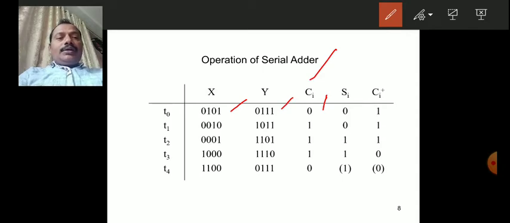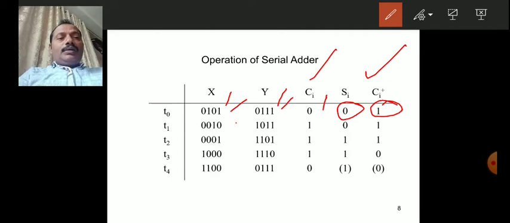So once this is available, that means first the X0 bit and Y0 bit, both are available, 1 and 1, and the carry input is 0. So 1 plus 1 plus 0 is 1 0. That means sum is 0, carry is 1. So this is the output of the full adder. Sum is 0, carry is 1.